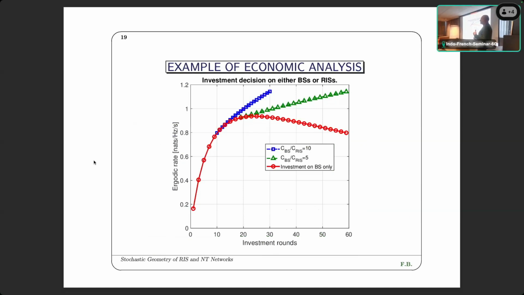If you densify the base stations only, you get the negative return. There is an optimal time in terms of the investment rounds to start investing in RISs. And depending on the ratio of cost between base stations and RISs, you can determine which is this branch point. So ideas like that are very natural, and this is what these things allow you to do.